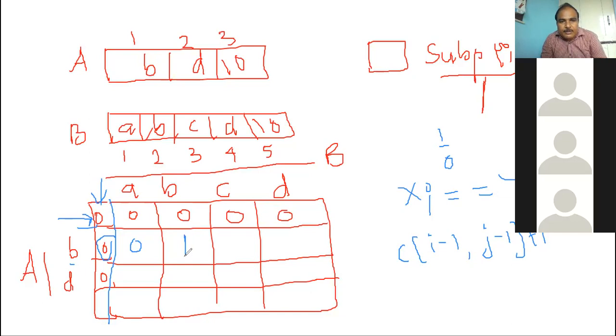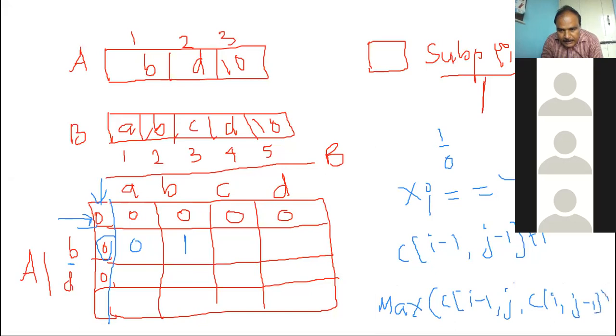So next, this B is compared with the C. Is it equal? No, correct. So if it's not equal, what's the formula? You should take the C of i minus 1, j, comma, the C of i, j minus 1, correct? This is what you have written, correct?